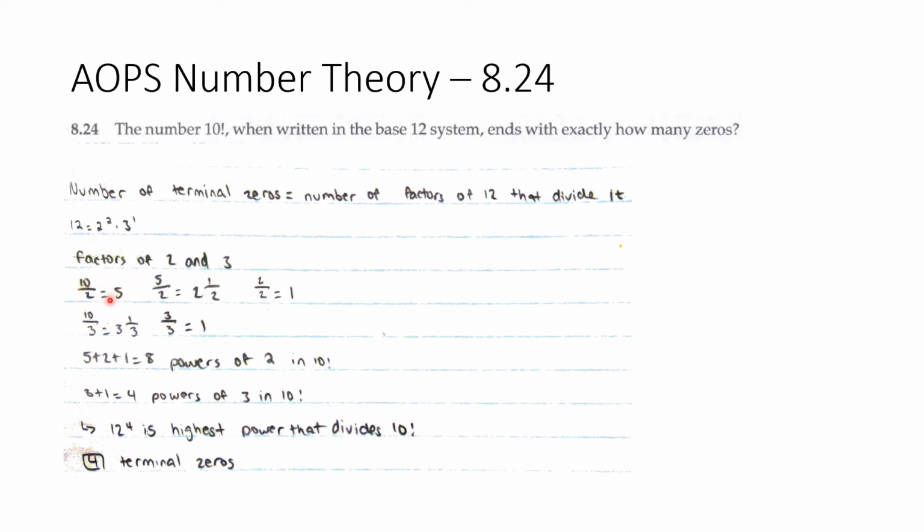So 10 divided by 2 is 5, 5 divided by 2 is 2.5, 2 divided by 2 is 1, and 10 divided by 3 is 3, 1 over third, and 3 divided by 3 is 1. So there's a total of 8 powers of 2 in 10 factorial and 4 powers of 3 in 10 factorial. And since you need 2 2's and 1 3 for every terminal 0 or factor of 12, that means 12 to the power of 4 is the highest power that divides 10 factorial. So there are 4 terminal zeros.